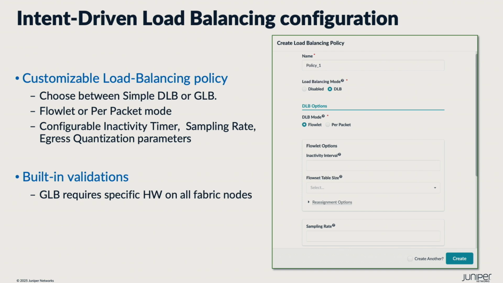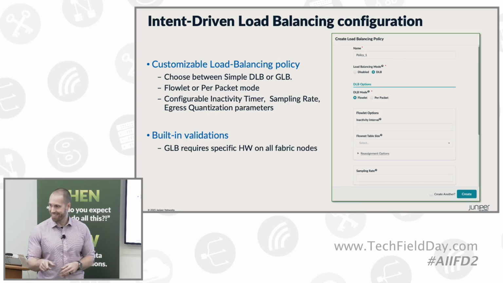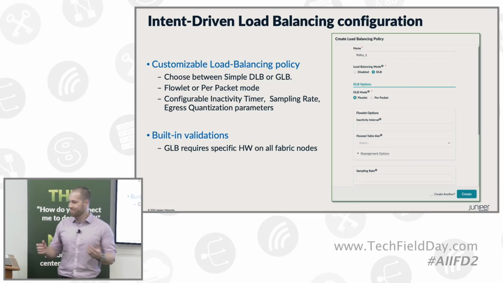We can also do validation, because there are specific things that maybe only work on certain hardware. For example, GLB only works on the 5240 because it needs specific hardware. We can do that validation, so you don't just say, yeah, I want GLB, when you don't have hardware that can do it. We don't let you deploy it if it's not going to work.